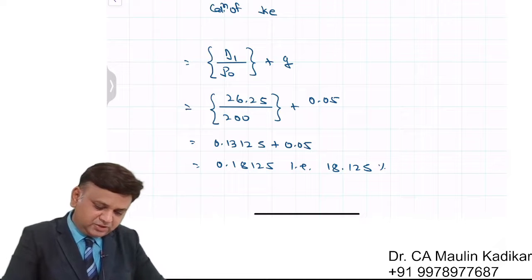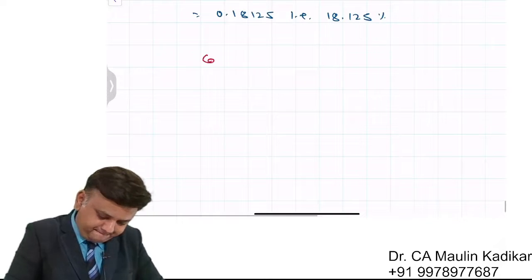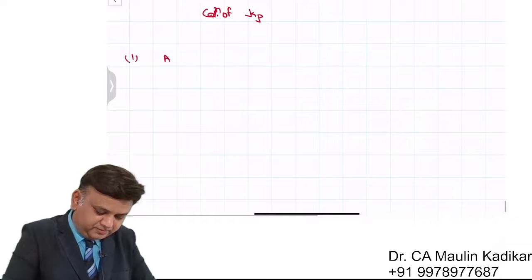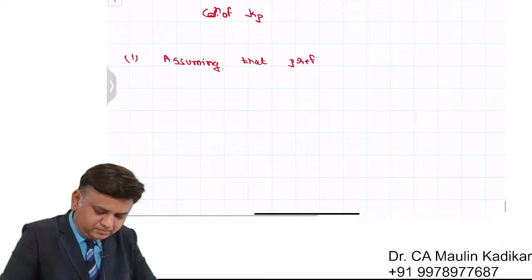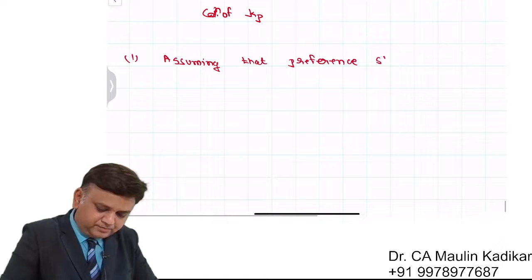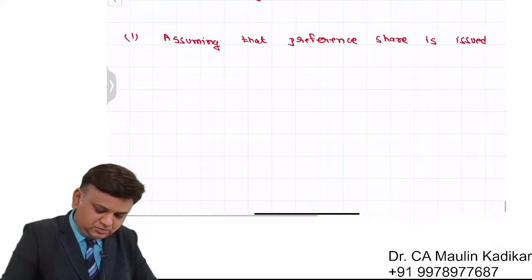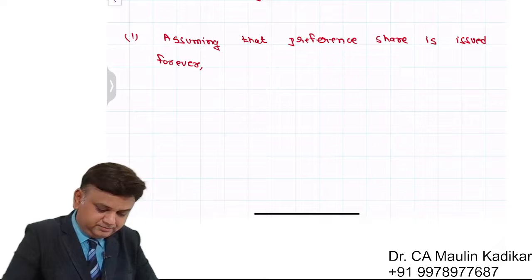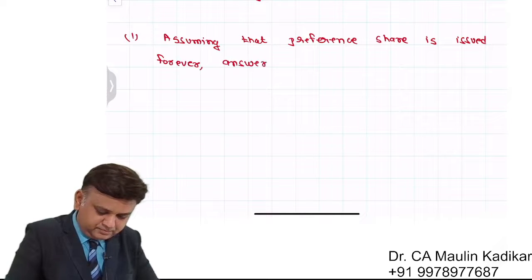Write down heading: calculation of KP. In that, write down first point: assuming that preference share is issued forever, answer is found.